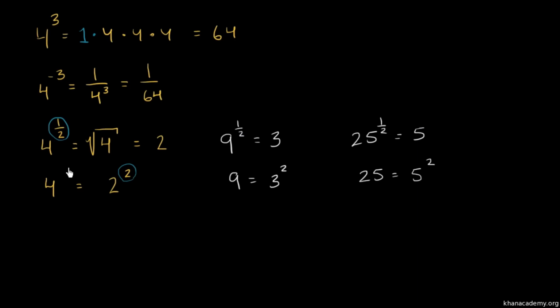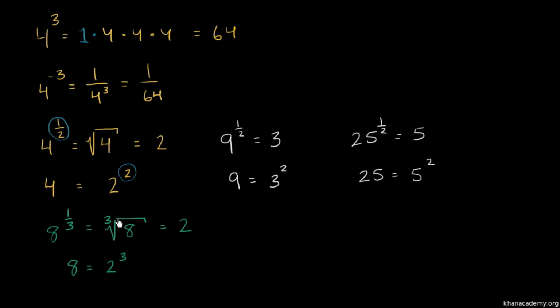Now, let's think about what happens when we take something to the 1/3 power. So let's imagine taking 8 to the 1/3 power. The definition here is that taking something to the 1/3 power is the same thing as taking the cube root of that number. And the cube root is saying, well, what number, if I had 3 of that number and I multiply them, I'm going to get 8? So something times something times something is 8. Well, we already know that 8 is equal to 2 to the 3rd power. So the cube root of 8, or 8 to the 1/3, is just going to be equal to 2.